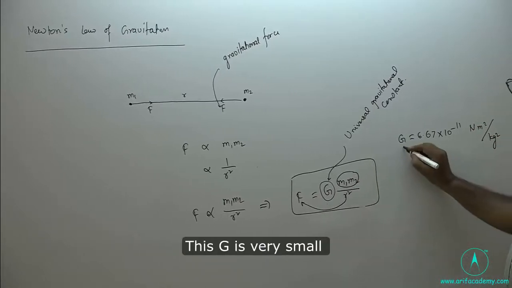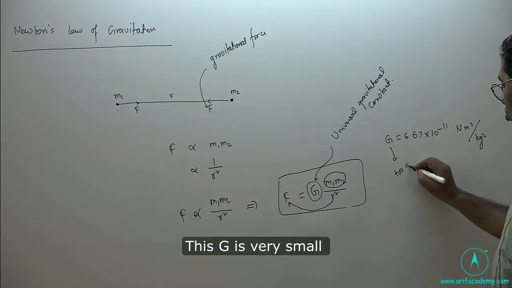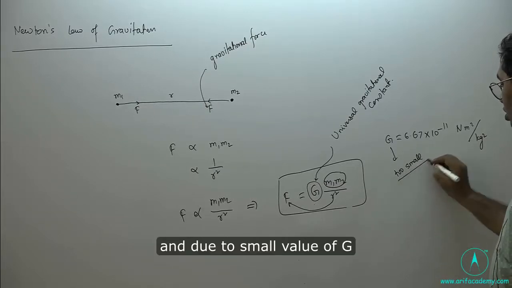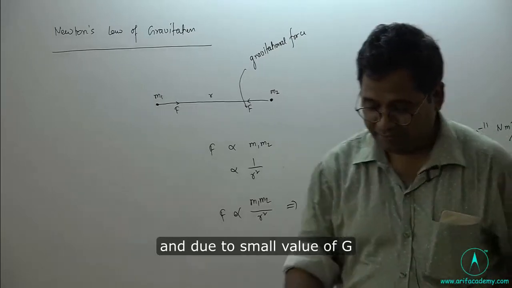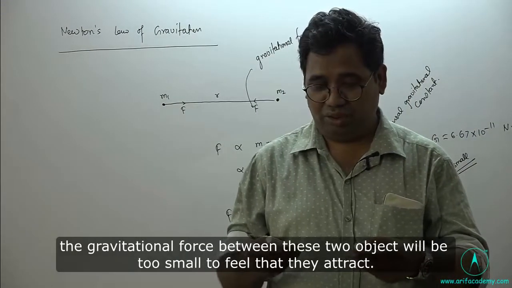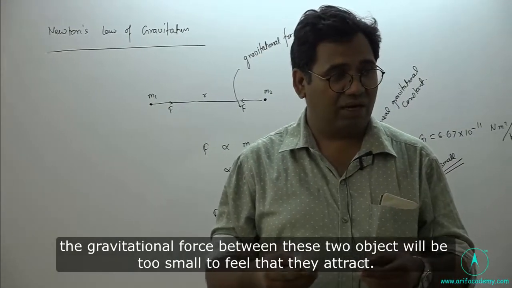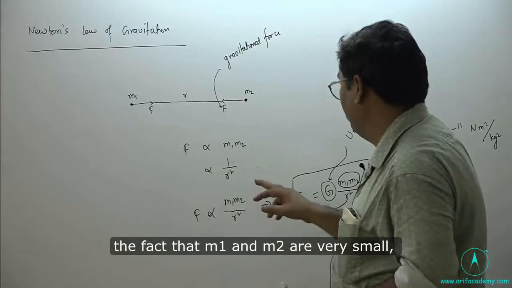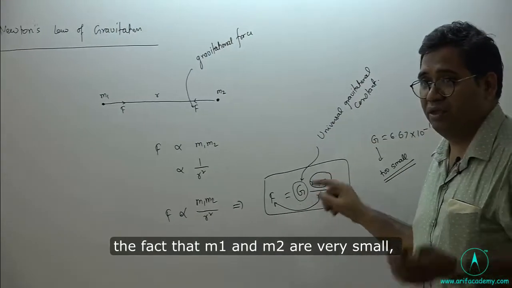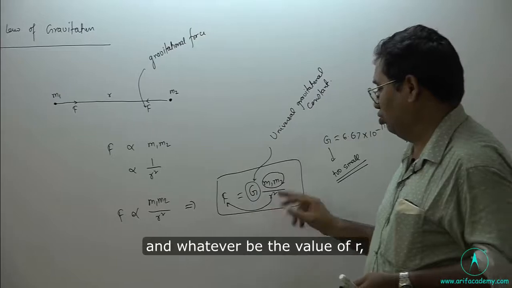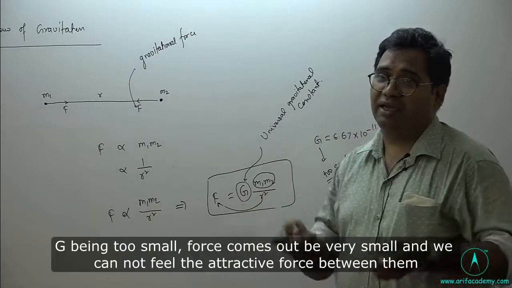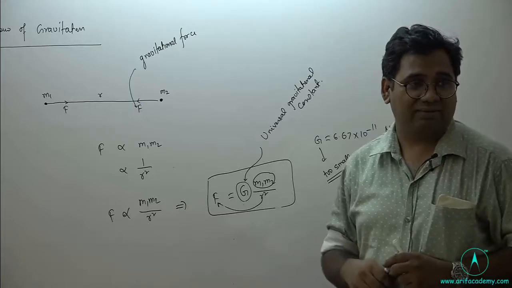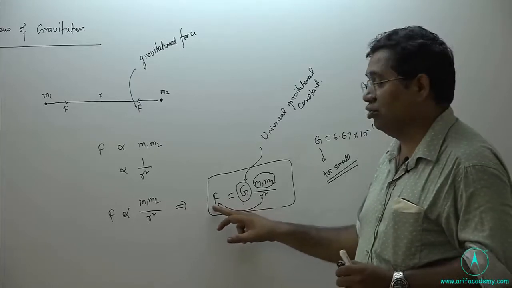This G is very small, very small. And due to the small value of capital G, the gravitational force between these two objects will be too small to feel. The fact that M1 M2 are very small and the value of G is very small, whatever be the value of R, G being too small, the force comes out to be very small and we cannot feel the attractive force between them.